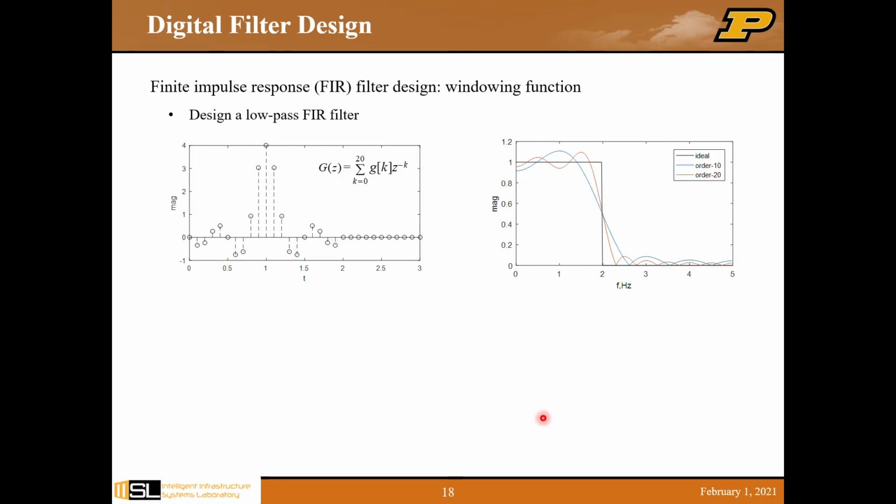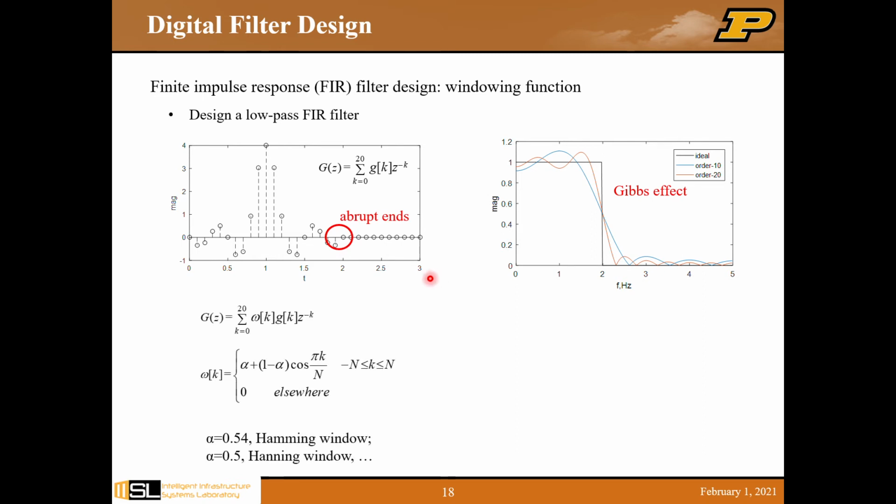The other issue we need to pay attention to is that in the frequency domain, there is always a kind of ripple here. This is because we have abrupt ends due to the truncation. And to mitigate that issue, we can apply the window function.